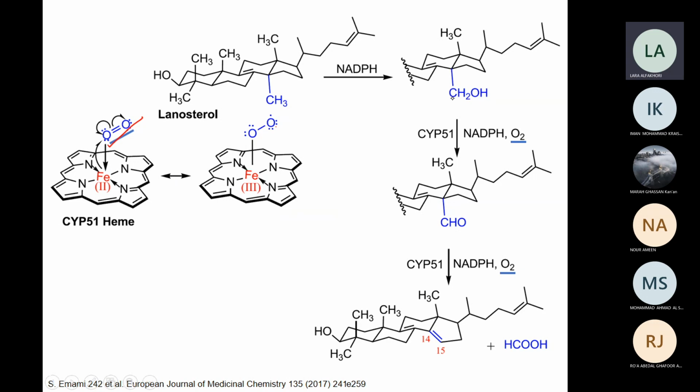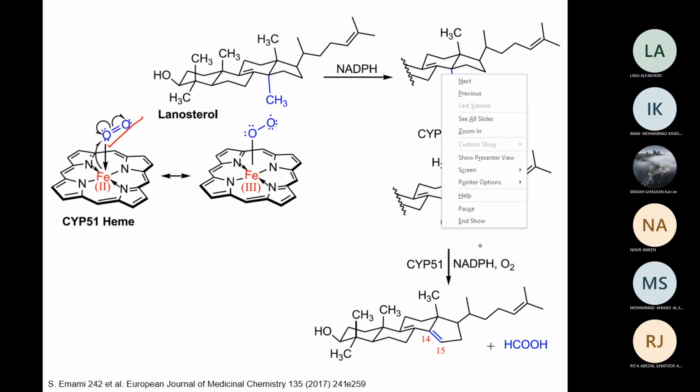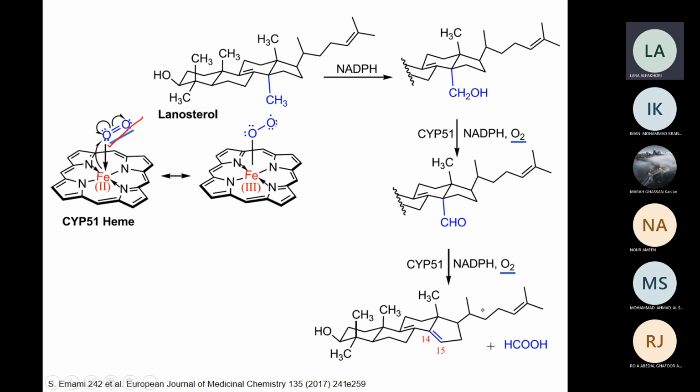So what happens is that the alcohol is later, by the same heme, converted to an aldehyde, and that carbon will leave this compound in the form of formic acid, and a double bond will form between carbon 14 and carbon 15. This mechanism, we are not really interested in, and it's not necessary to go into its details.